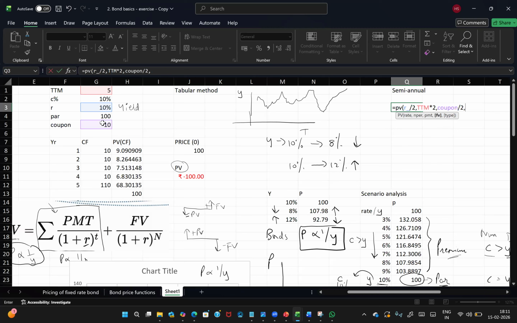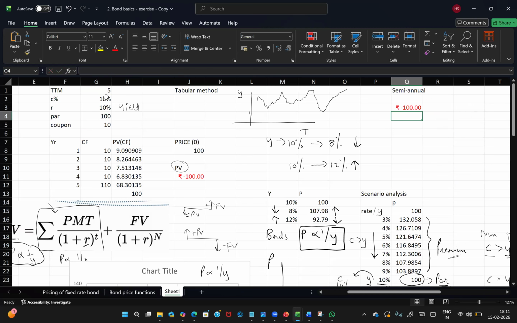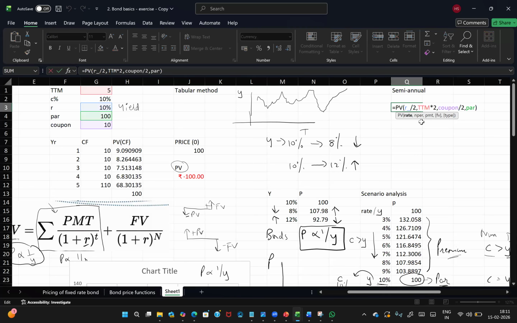Future value remains the same, so no problem there. That is your par value. Other things remain the same. So since C is equal to R in our case, again the price of the bond will be 100 only, which is par value, par bond, because both coupon and yield are the same. So even if we have frequency of compounding here, it doesn't matter.